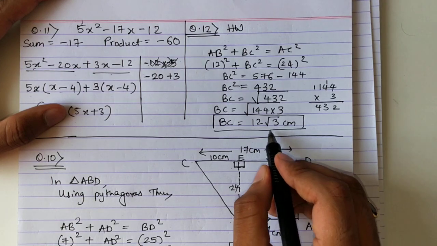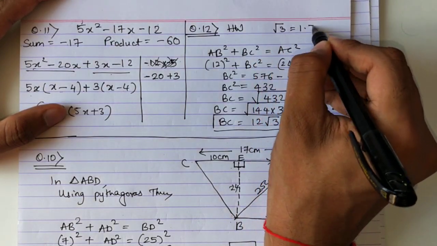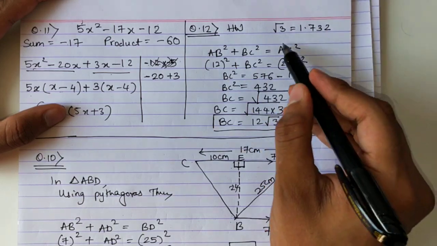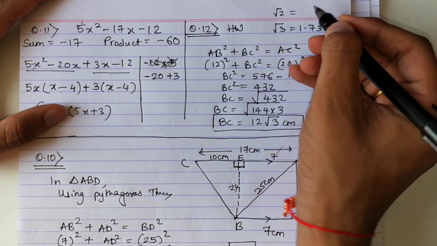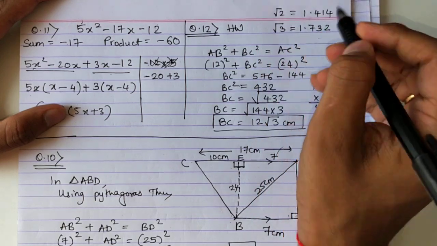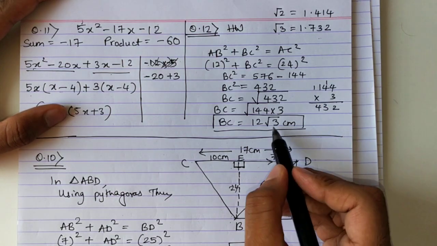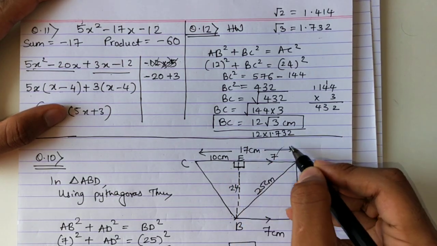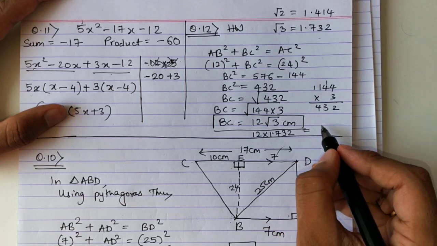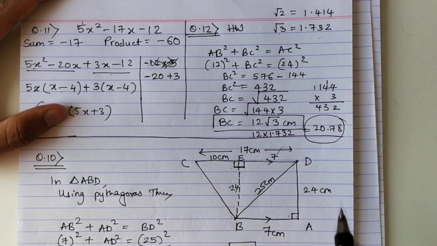Here remember we also know that the value of root 3 is 1.732. You must know two values in maths: root 2 is 1.414, I have already told you before, and root 3 is 1.732. So put the value of root 3 here, 12 into 1.732. You will get the answer as 20.78. This is your final answer.